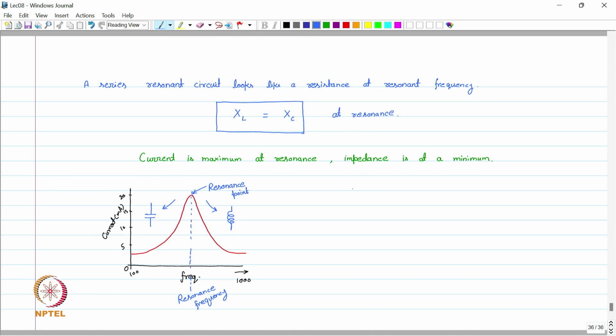So we can note down a few points. For example, at resonance, this circuit looks purely resistive.